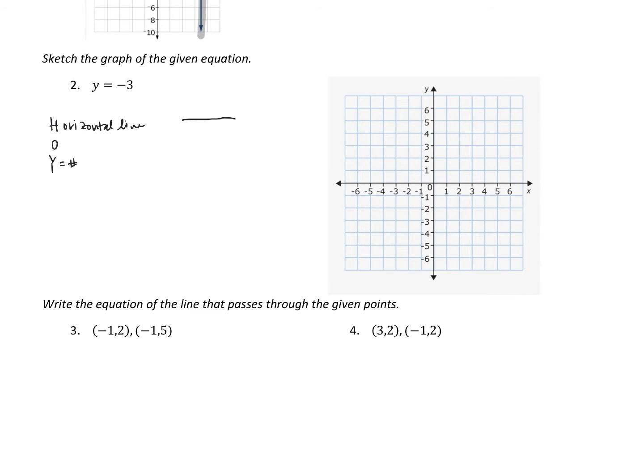So that means it looks like this. It's going to go through the y-axis at -3. So you should be thinking, go through the y-axis at -3. Okay, so if you go to the y-axis at -3 and you draw a horizontal line, that is your answer. Okay, so these are always going to be go through the whatever variable, blank axis, at whatever number you have. Okay.